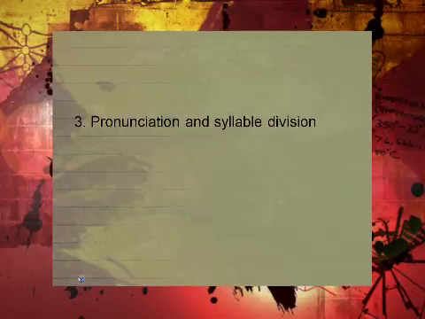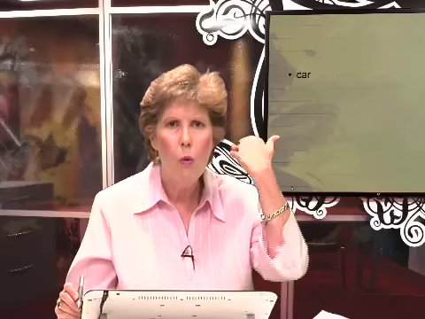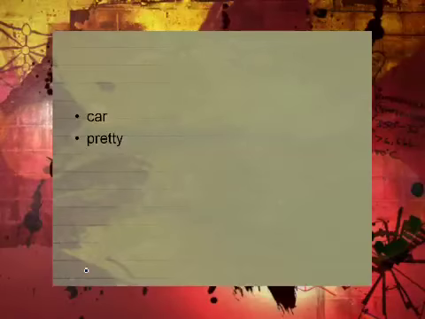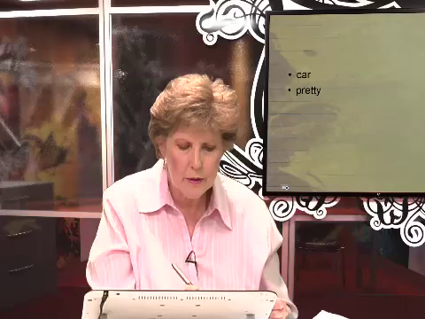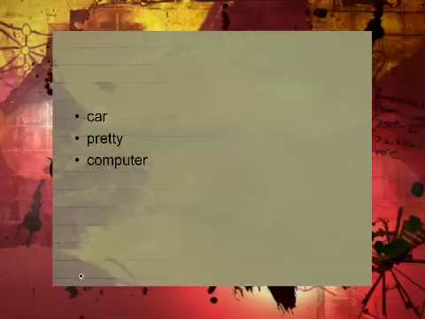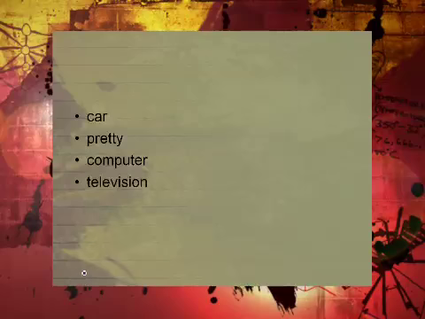You are given pronunciation and syllable division. Look at the word car. How many syllables does it have? It has just 1 syllable. A syllable is the sound that you can break a word into. Car, 1 sound. You can't break it up. Car, 1 syllable. Pretty, 2 syllables. Computer, 3 syllables.